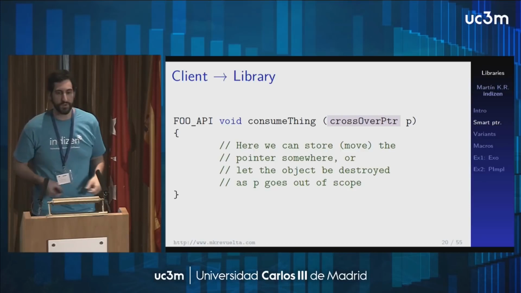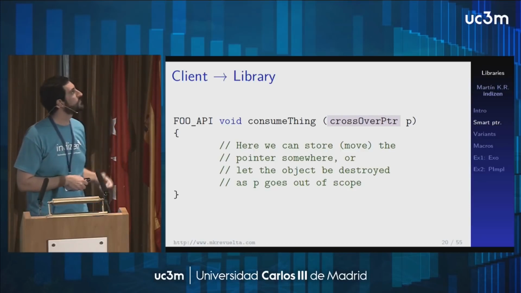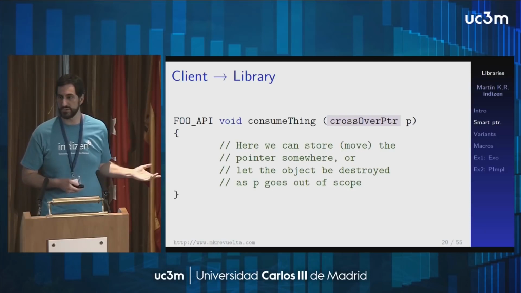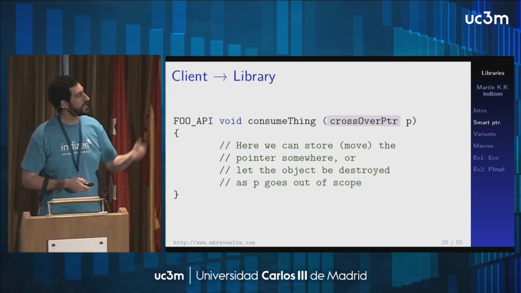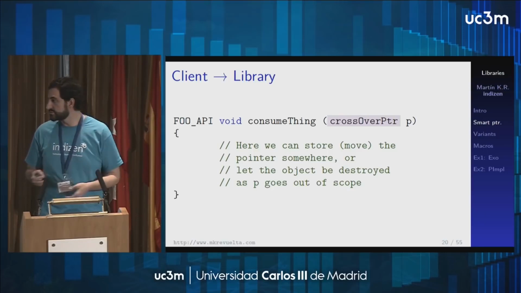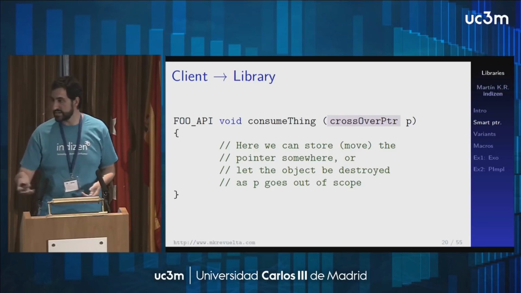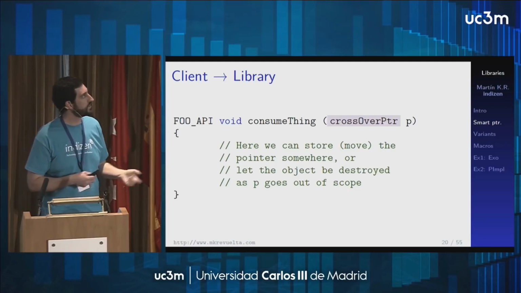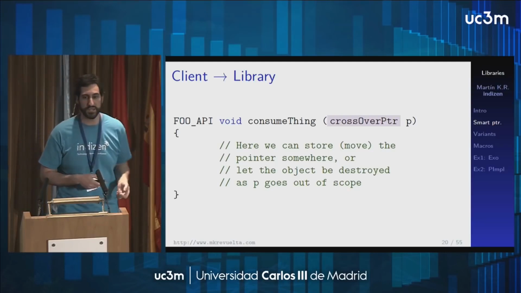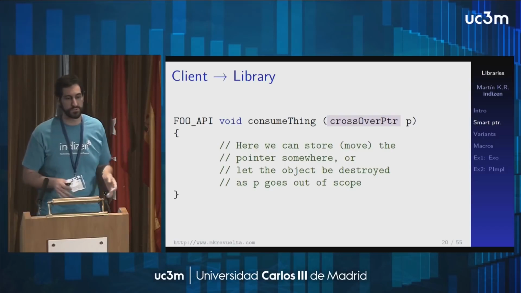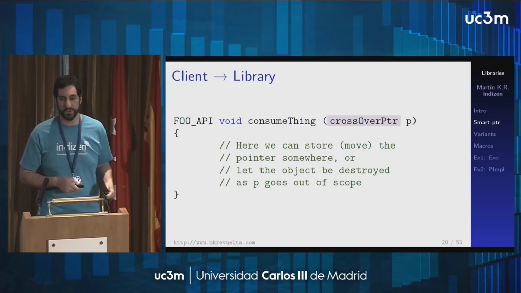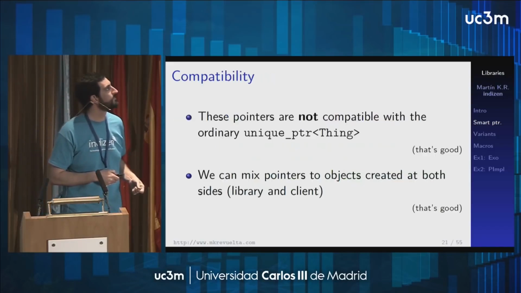And the other way around, we could create a function in the library to consume a thing. This function would receive the unique pointer as a parameter. The caller should move to pass the unique pointer. And now we can decide whether to store the object, move the unique pointer to somewhere and keep it, or let it be destroyed as p goes out of scope when the function ends.